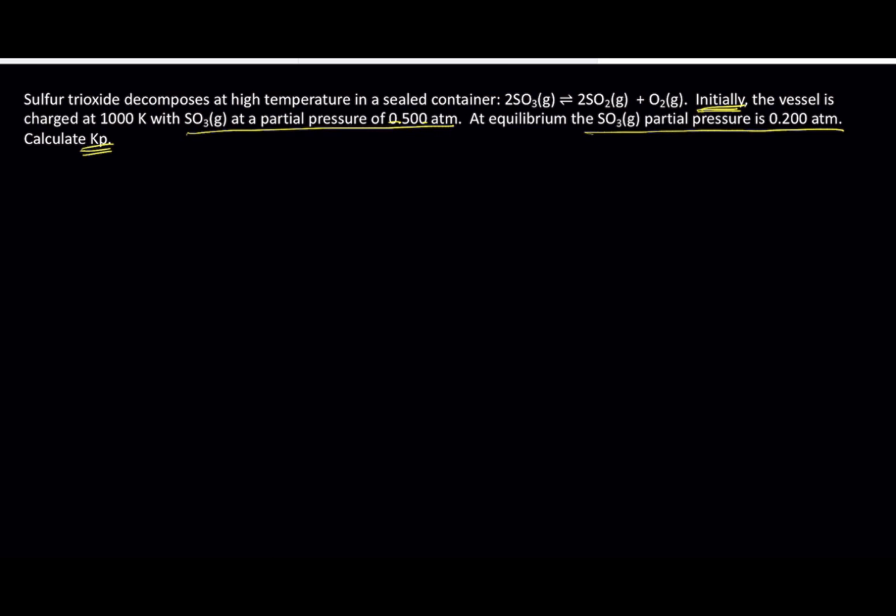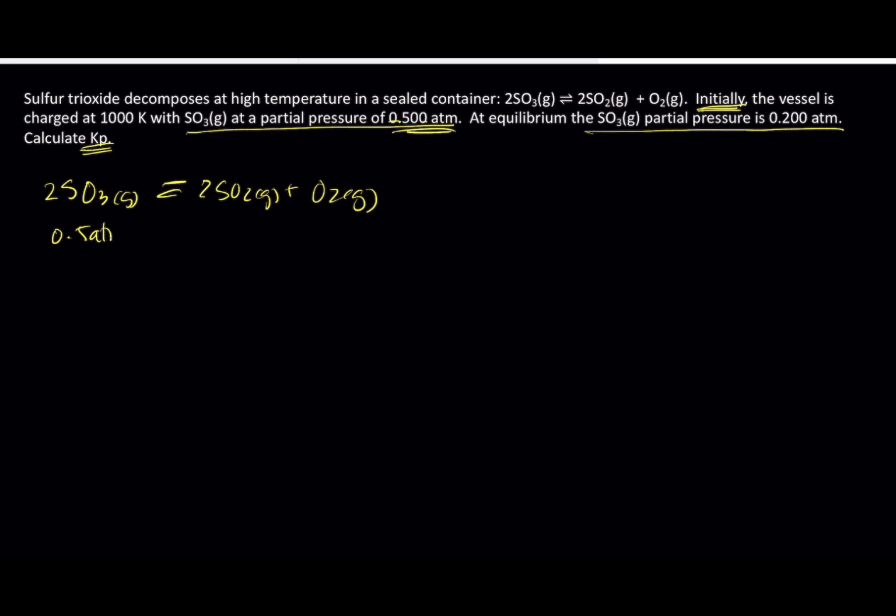Ding, ding, ding, a RICE table, right? So let's go ahead and put that together. First we have our R part, which is our reaction. So we have our SO3 gives us 2 SO2 and some O2, right? And then we have our initial, which is 0.5 atmospheres. And if we only have that, that means we have 0 of each of these, right? That's what that means, right?